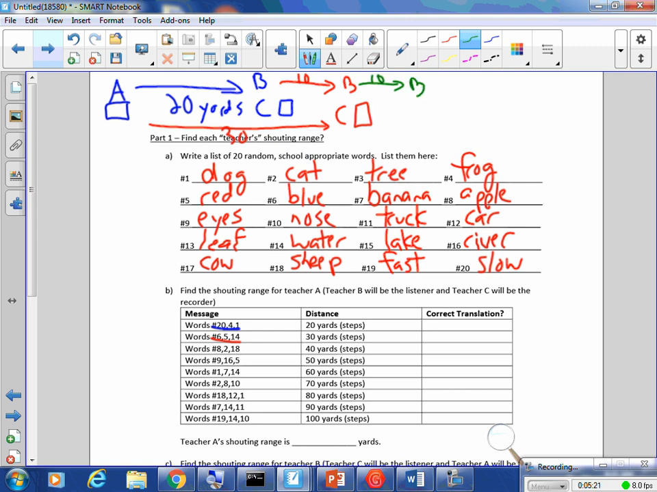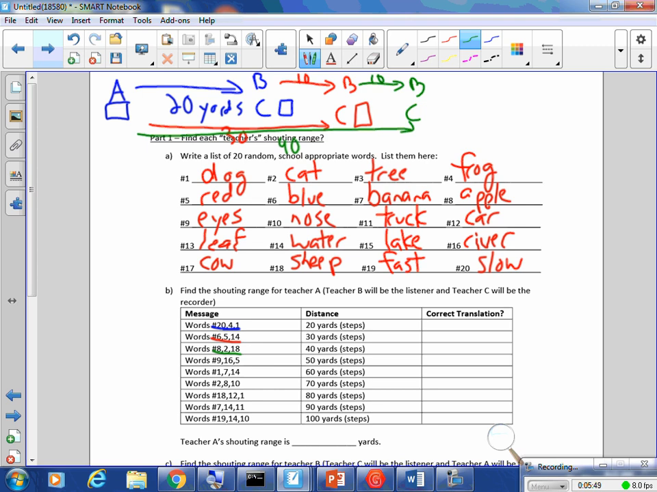Right? So for a total of 40 yards. And then teacher A would repeat the process. Teacher A would yell words 8, 2, and 18. So in other words, apple, cat, and sheep. Apple, cat, sheep. And if teacher B says, oh, I think he said apple, cat, sheep, then they would go another 10 yards.